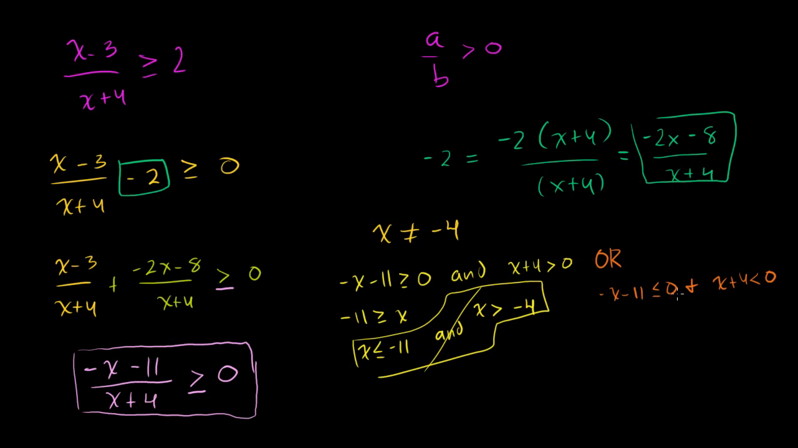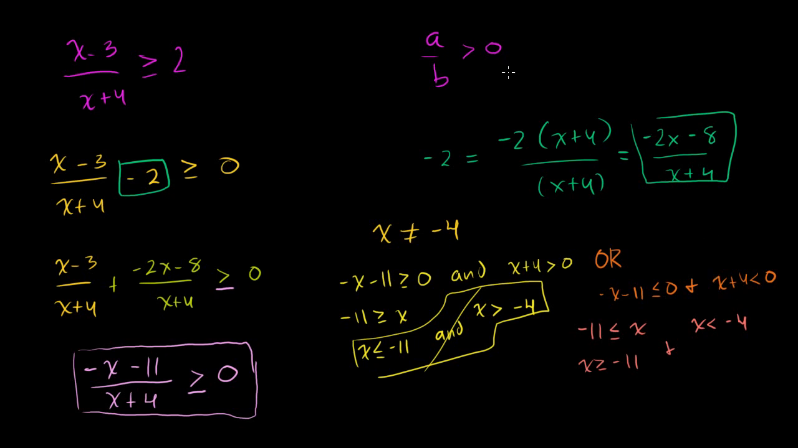So for both of them to be negative, or the numerator could also be equal to 0, if we add x to both sides of this, we get minus 11 is less than or equal to x. Or we could say that x is greater than or equal to minus 11, just swapping them around. Over here, if we subtract 4 from both sides, we have x is less than minus 4. And this is an and, so x has to be greater than or equal to minus 11 and less than minus 4, which is exactly what we came up with in the last problem.